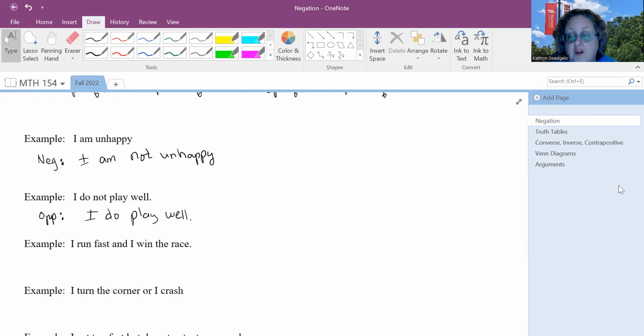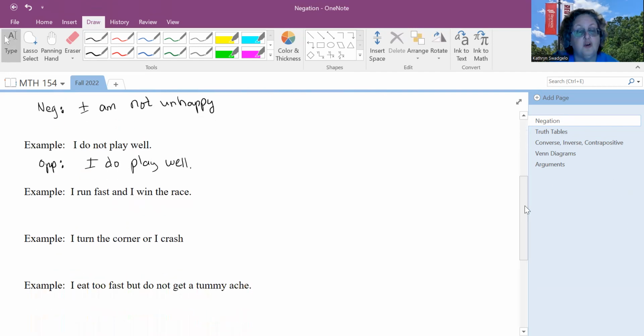Okay, here's an and. So I could say I run fast. Sometimes when we get more complicated, we're not going to get too complicated in this class, but sometimes when we get more complicated, it's nice to break the two up and say, okay, what do I have here? I have P and Q. So what's the opposite? The opposite would be not P or not Q. So the opposite would be, I don't run fast.